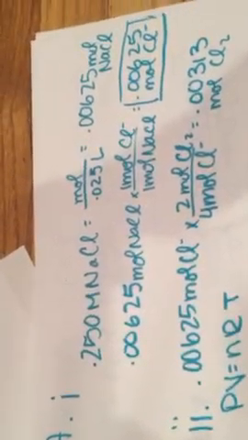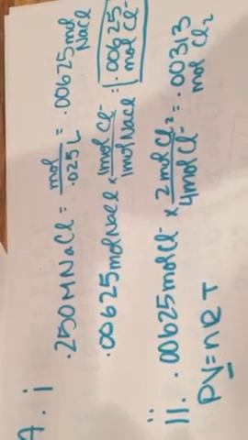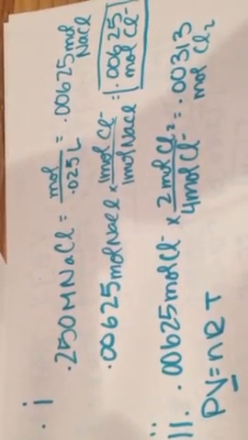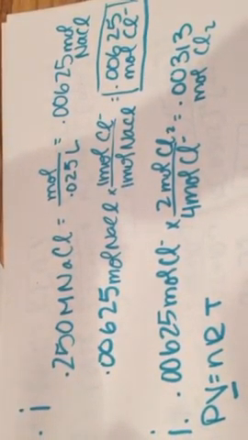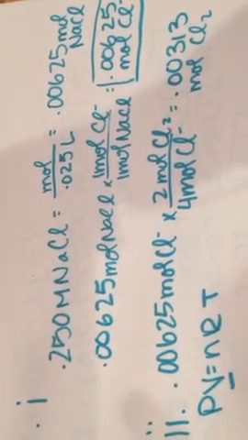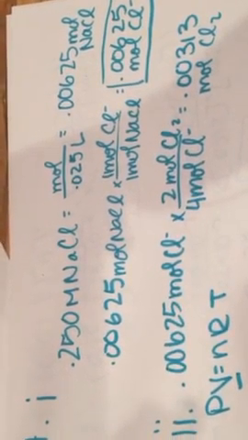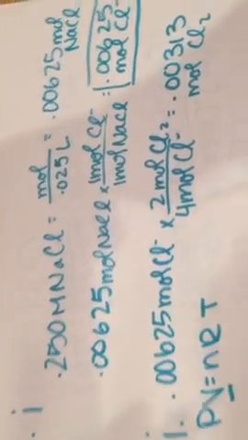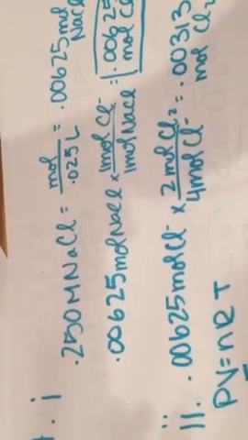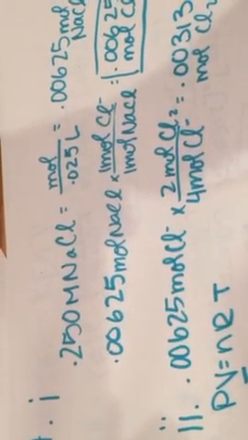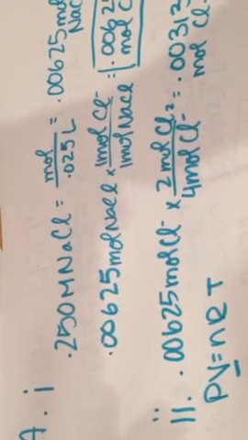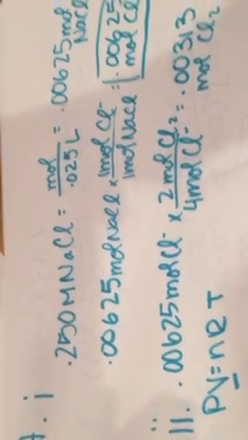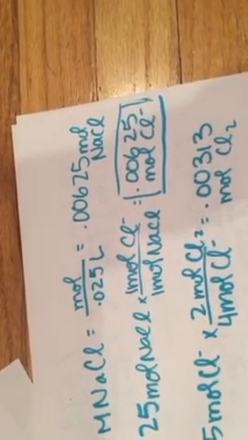For part 1, I took the 0.250 molar NaCl, and I knew that molarity is moles over liter, so we're looking for moles, that's our x, our unknown. Our liters is 0.025, because they give us the milliliters, so I converted it to liters by dividing by 1,000. When I multiply 0.250 and 0.025, I get 0.00625 moles of NaCl.